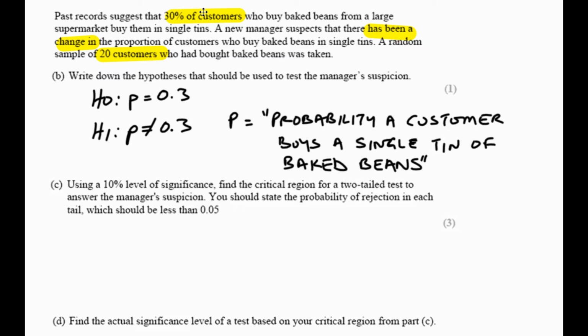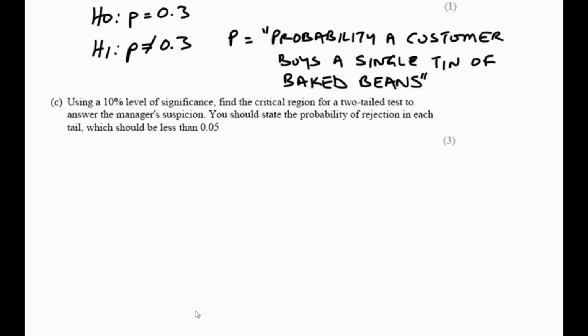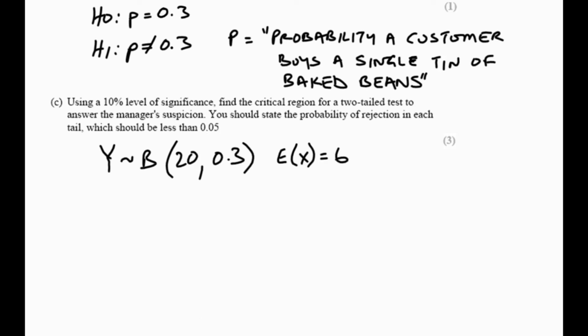Using a 10% level of significance, find the critical region for a two-tailed test to answer the manager's suspicion. You should state the probability of rejection in each tail, which should be less than 0.05. I used X earlier in the question, so I'm just going to use Y for now. Y follows a binomial where n equals 20 and p equals 0.3. Straight away, I want to know what the expectation is. Since this is a hypothesis test where we're trying to find the critical region, let's see if a diagram can help us out. So it's two-tailed.